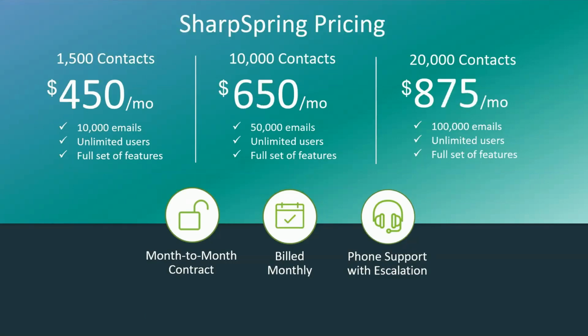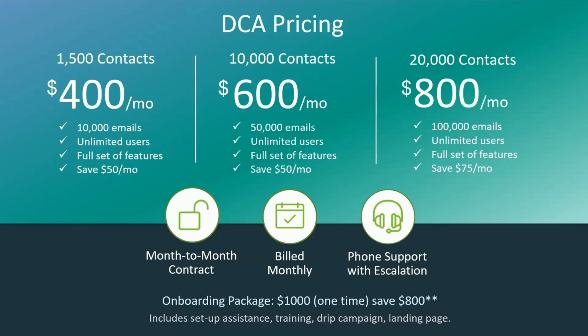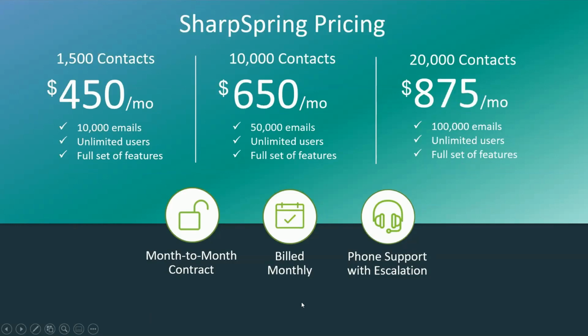Okay, why did I say it saves you money? Because if you go directly to SharpSpring and purchase this same package, you will pay $450 a month, $650 a month, and $875, and $1,800 for onboarding. So I'm going to go back a couple steps. Remember our price: $400, $600, $800, and $1,000 for onboarding. Okay, so that's where my statement about saving money comes in.